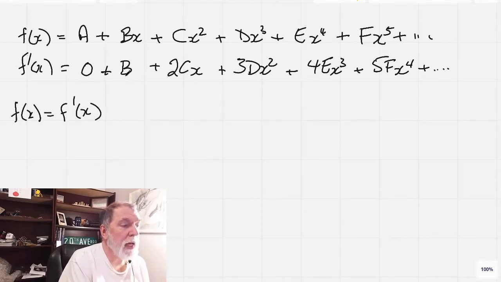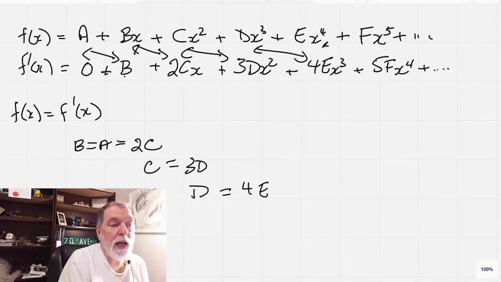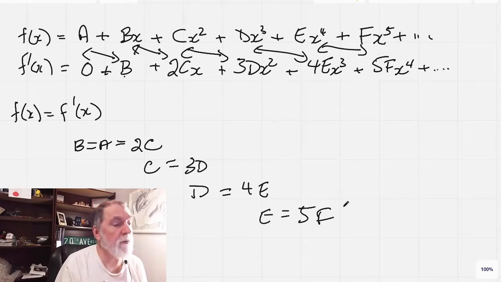Then b would have to equal a. It would also equal 2c. c would be 3d. d would be 4e. e is 5f, etc., and so forth.